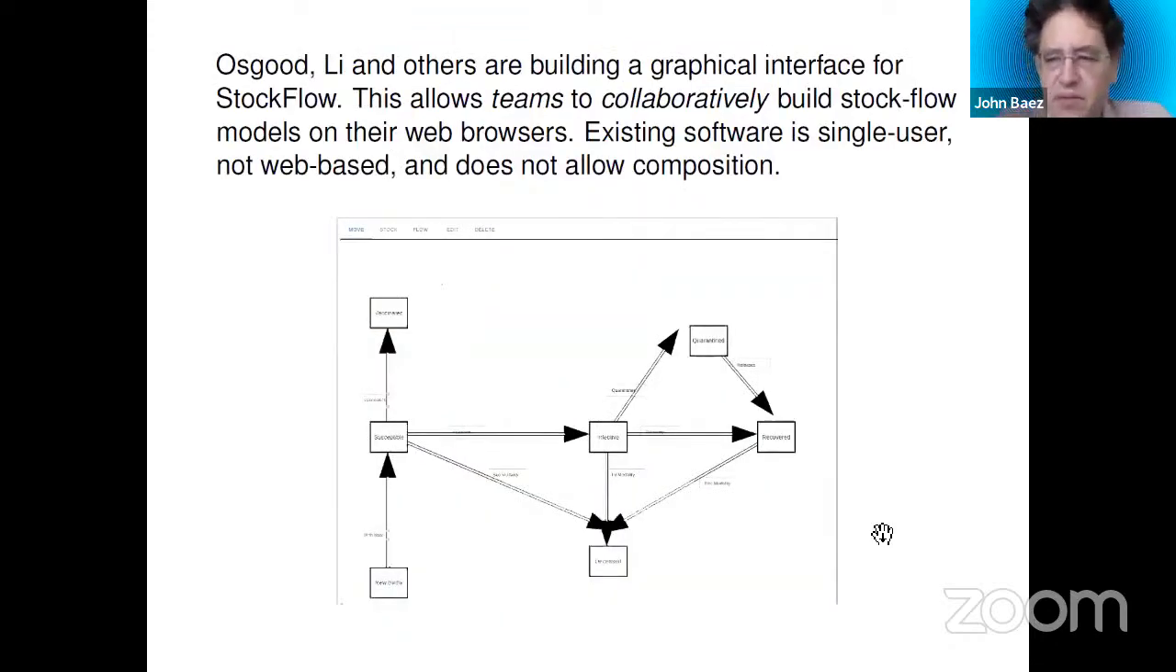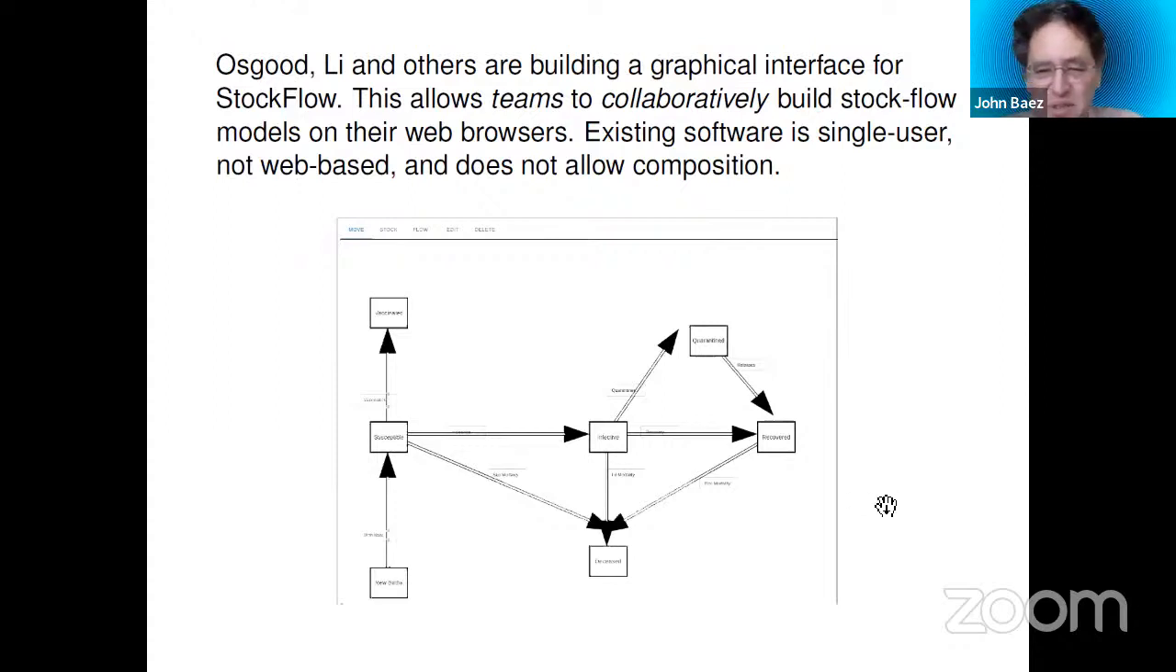So the really good news, which is something that's going on right as we speak, is that Osgood Lee and some other people in their team are building a graphical interface for stock flow that lets you actually create these stock flow diagrams just by drawing them. This is a picture. It's not very thrilling yet because they've only been working on it for a few weeks, but it already actually works. And it will become more flashy with time, no doubt.